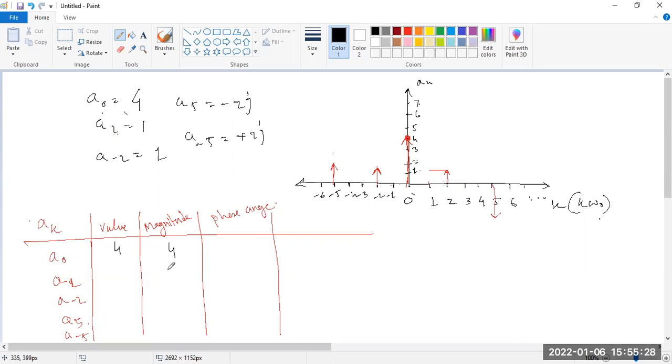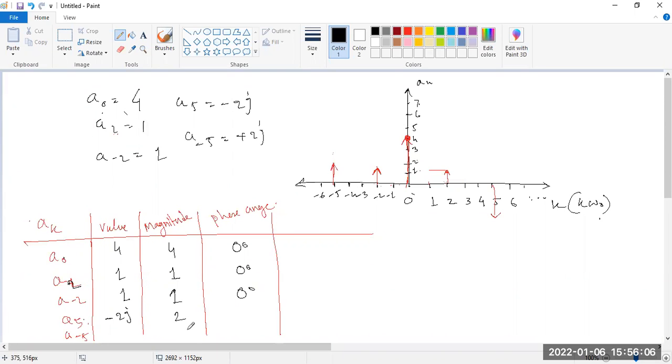That is a0 equal to 4, magnitude means it is also 4. If it is positive, then this is 0 degree. a plus 2, that is 1. Magnitude of this one is 1, and that is 0 degree. No j coefficient is there. So a minus 2, that is 1, magnitude also 1, and this is 0 degree. And it was minus 2j. If I take the modulus, then we get only 2.